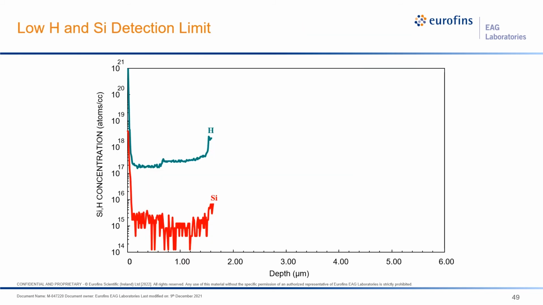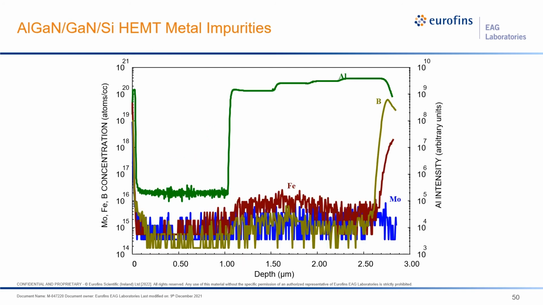And you have to have very low detection limits in these regions because they're intentionally undoped. But because of the epitaxial growth, you may end up with some impurities. We can have silicon detection limits in the E14s and hydrogen in the E16s. That is a real hydrogen concentration. We do a lot of metallic impurity analyses in these materials.